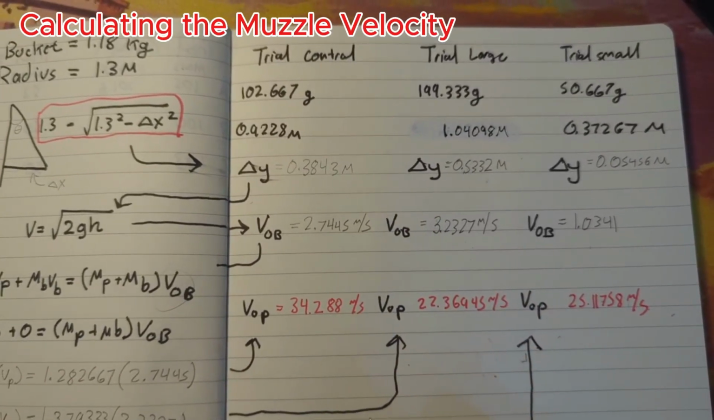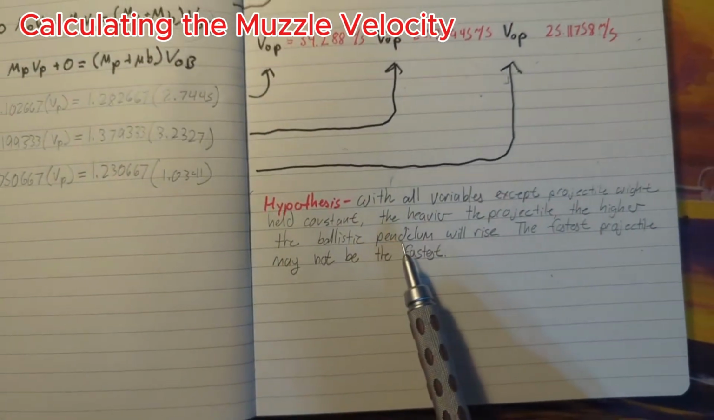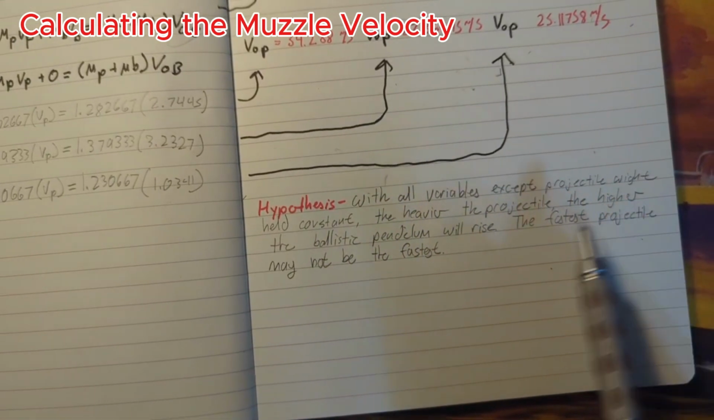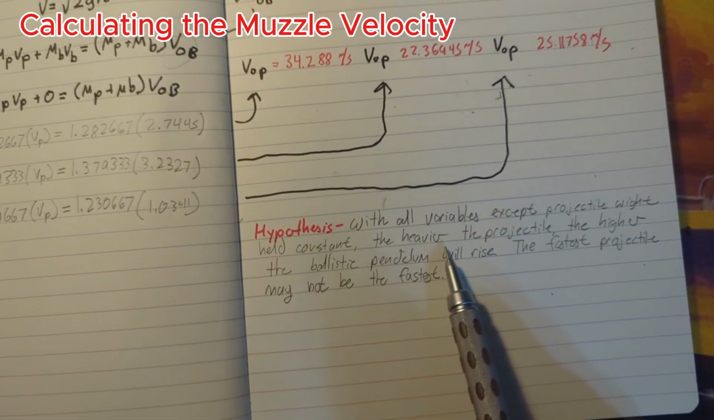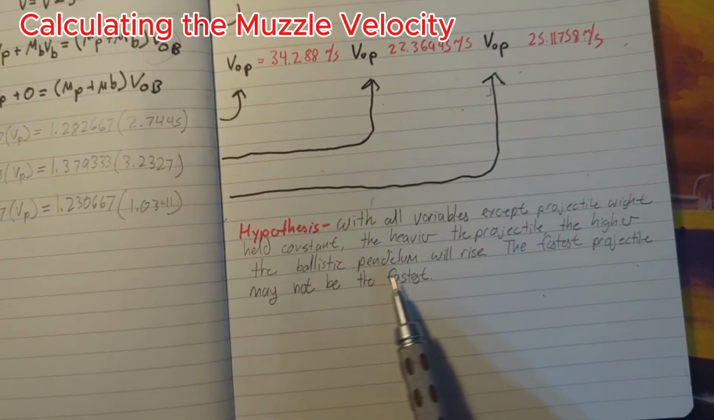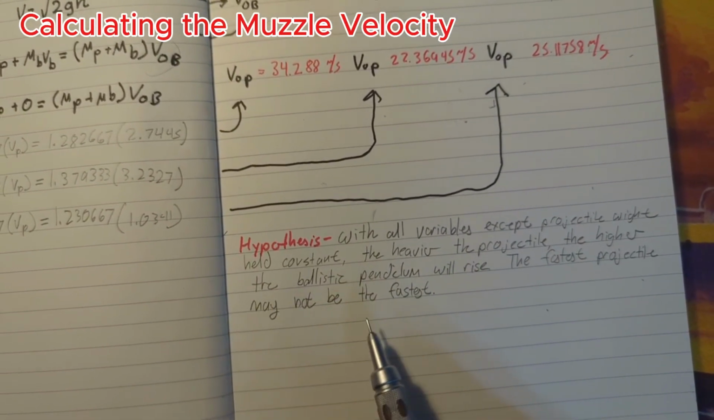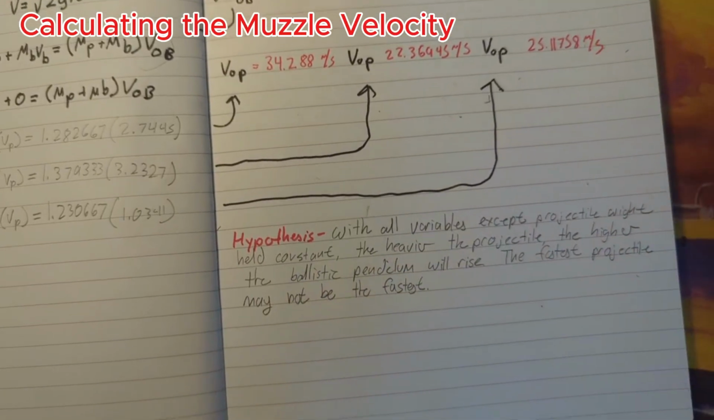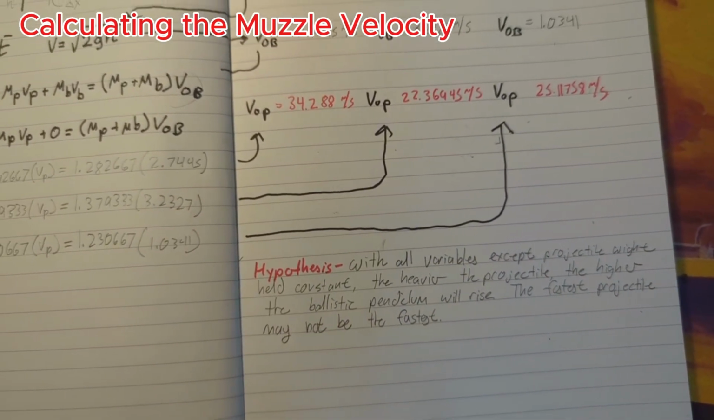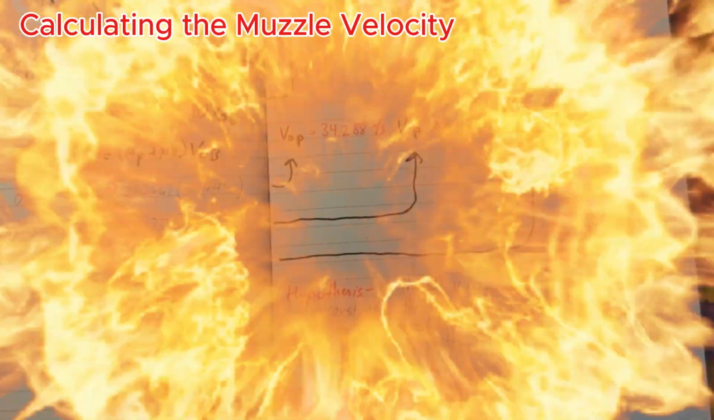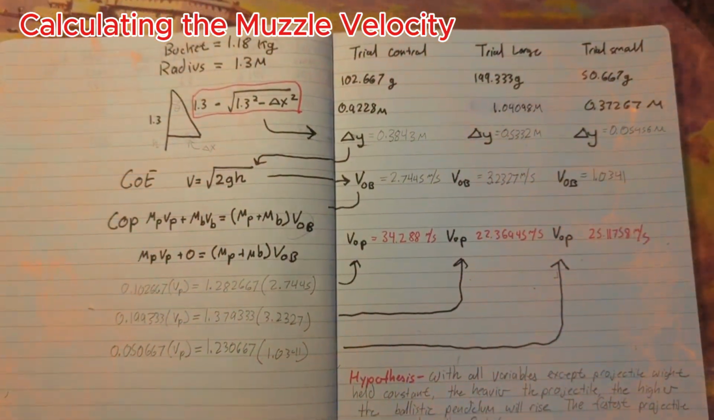My hypothesis was that with all the variables except projectile weight held constant, the heavier the projectile, the higher the ballistic pendulum will rise. The fastest projectile may not be the one that pushes it to the highest. And that is all for the calculations, and now I'll play some videos of us shooting the cannons for fun.